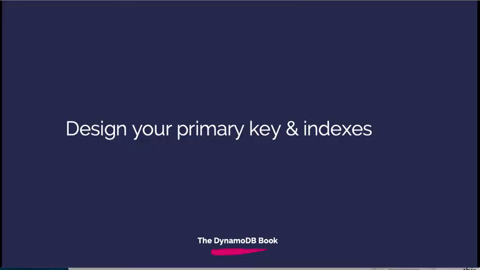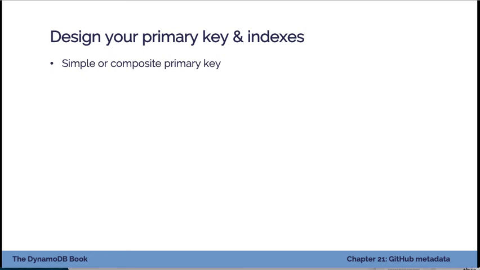All right, time to dive in and start designing our table, designing that primary key and those indexes to handle our access patterns. First thing you always got to think about is, do I want a simple or composite primary key? And you're almost always going to choose a composite primary key, especially if you have a complex access pattern. That's what we have here, a number of fetch many type access patterns, complex relationships. So we're going to go with that composite primary key.